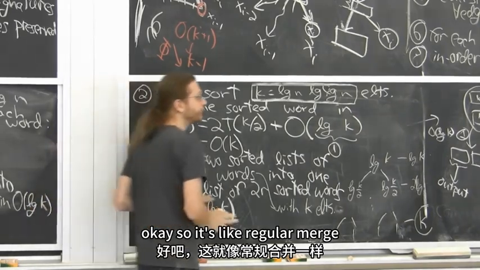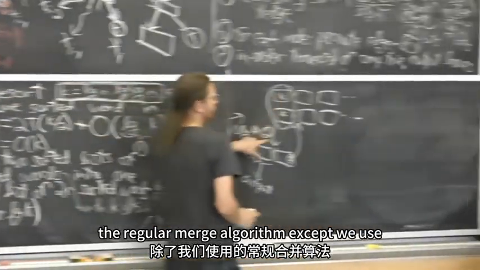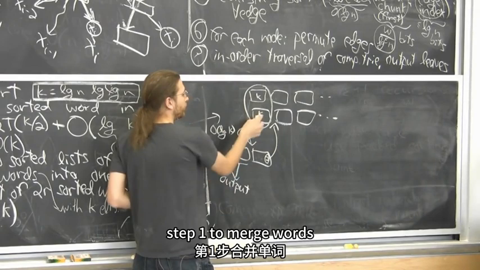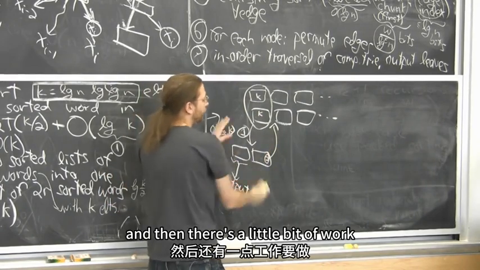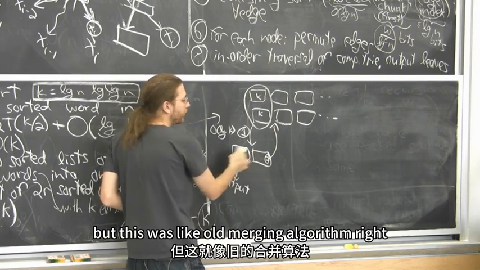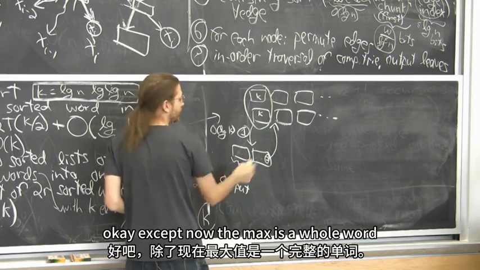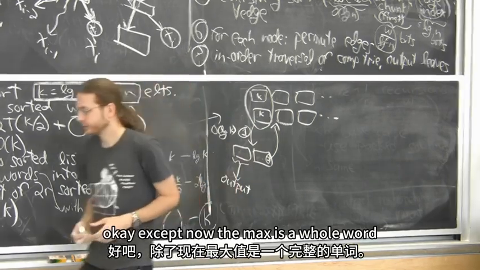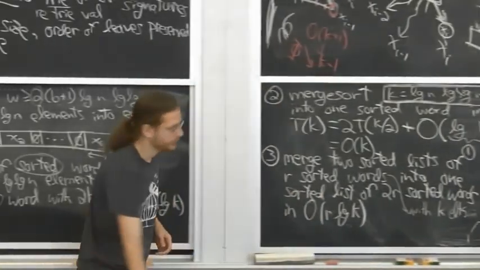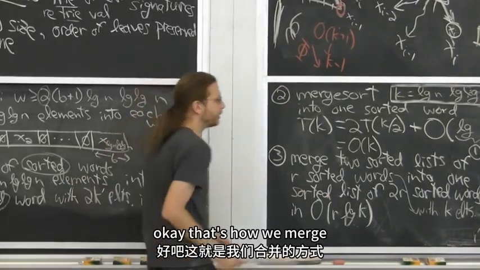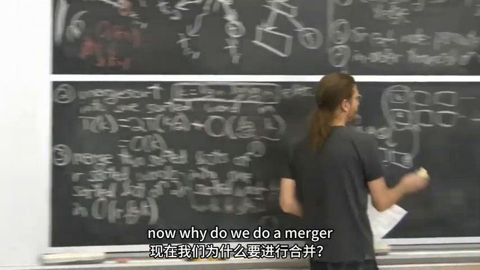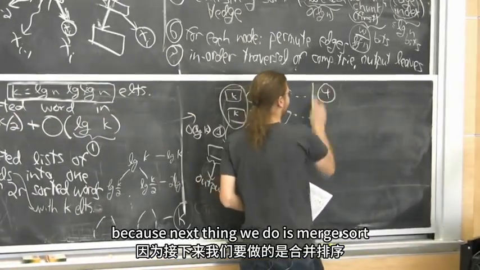Okay, so it's like the regular merge algorithm, except we use step 1 to merge words. And then there's a little bit of work. But this was like the old merging algorithm, right? You take the min and you put the max back in. Okay, except now the max is a whole word. Okay, that's how we merge. Now why do we do a merger? Because the next thing we do is merge sort.